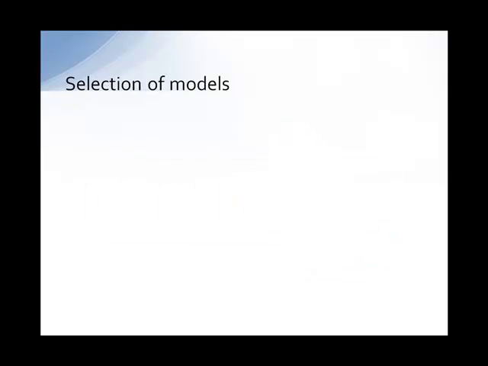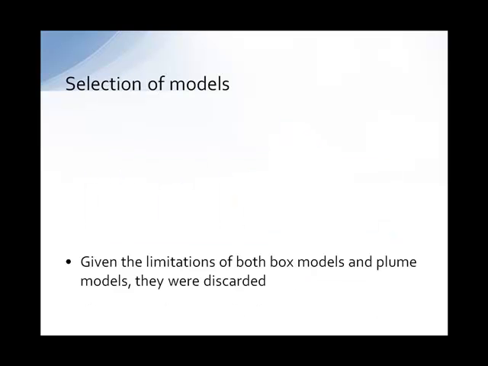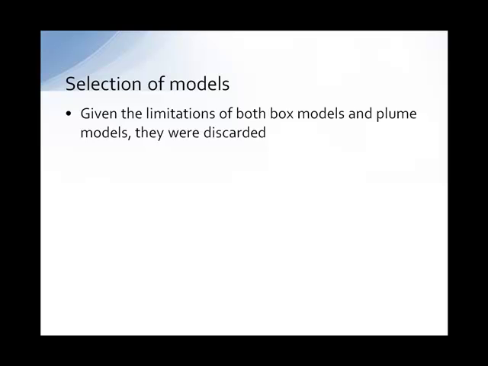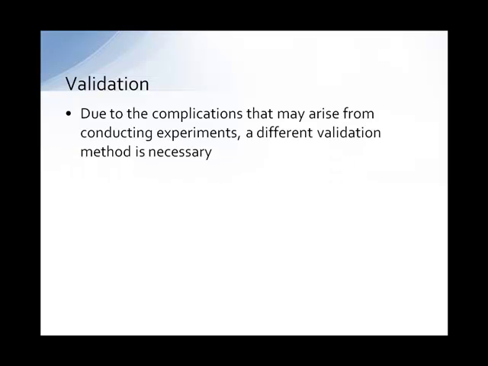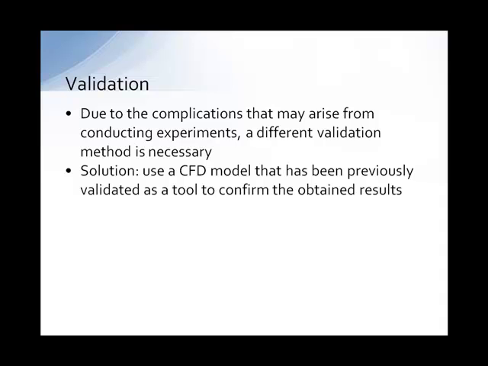So what models did we select? Given the limitations and assumptions made by the box and plume models, they were discarded. So the next step was to design and program adequate computer tools with the Britter-McQuaid and SLAB models. But computer models are basically useless if the results are not validated. So how did we corroborate these results? Given the difficulties which may arise from conducting experiments, we needed a different validation method. So we took a CFD model that had been extensively validated as a safety tool to confirm the obtained results.